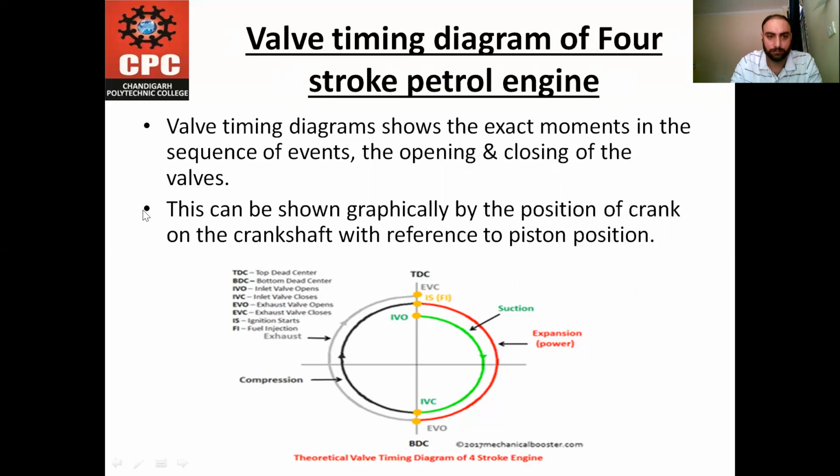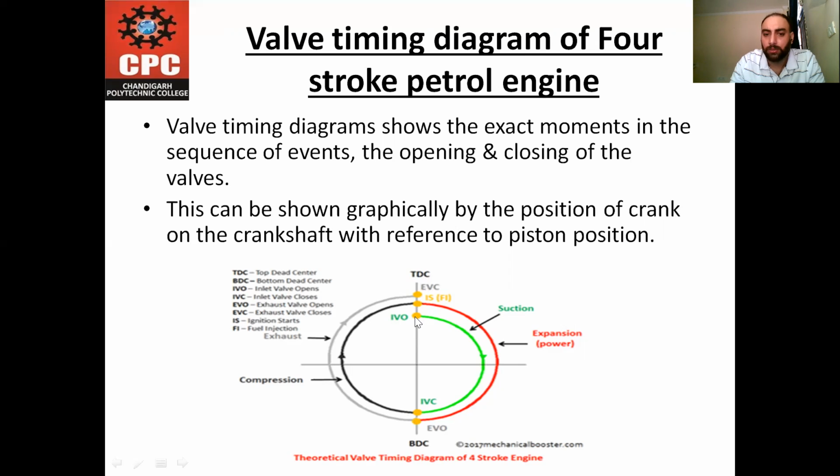So these all are shown on this valve timing diagram. This can be shown graphically by the position of the crank on the crankshaft with reference to the piston position. So on this graphical picture, we can show the piston position, that is the TDC position. This is the TDC region and this is the BDC. And this rotation, the round revolution, represents the crank rotation, the crank on the crankshaft. So in the suction stroke, the piston is at TDC. So this is the TDC region.